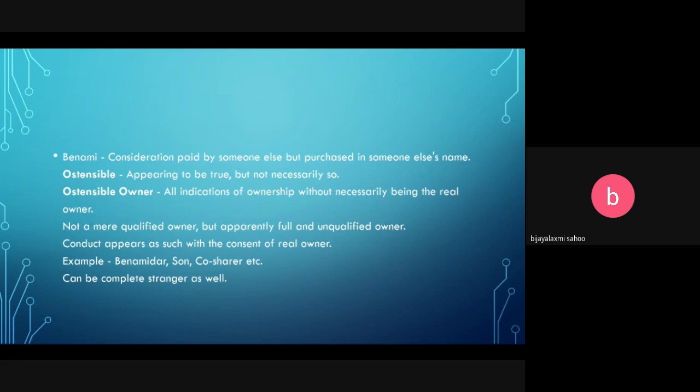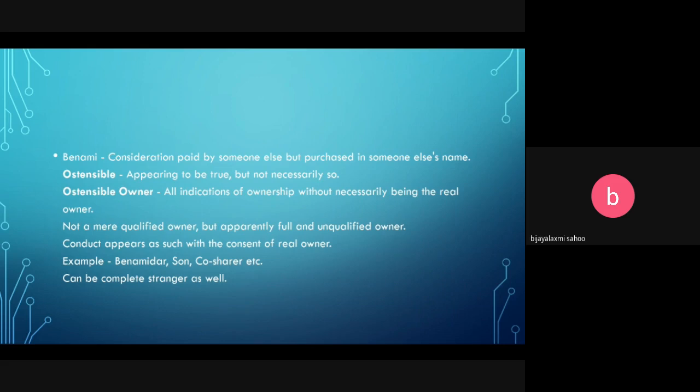So right now, though he is the real owner, to the world, I am the ostensible owner. Even though it is not a fact that I am the real owner thereof, because it was recorded in my name, I am an ostensible owner.